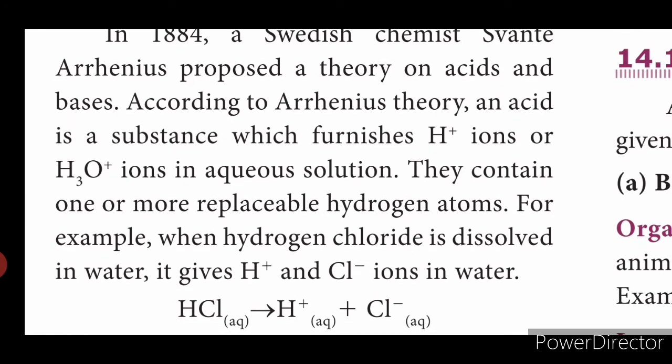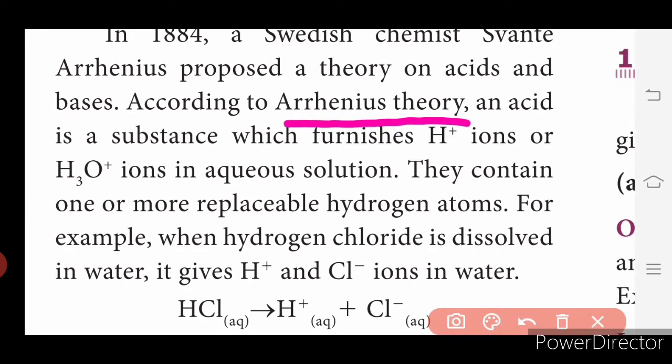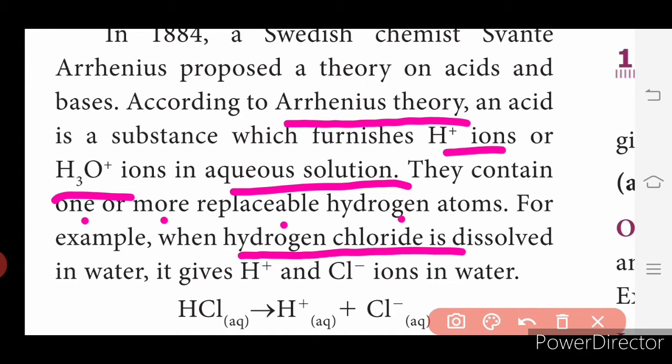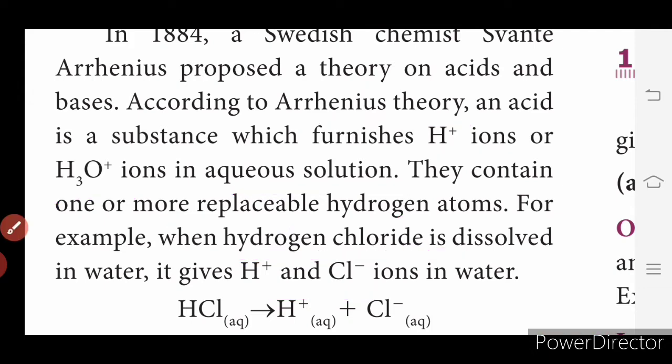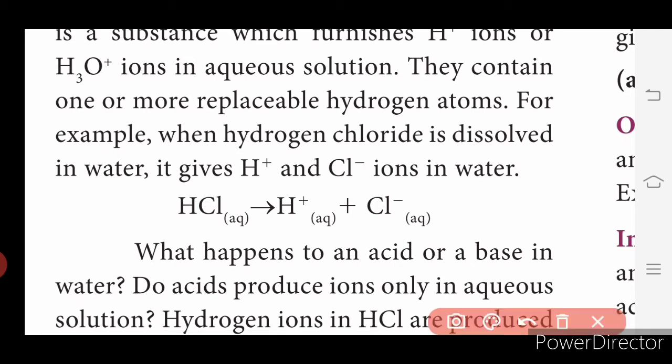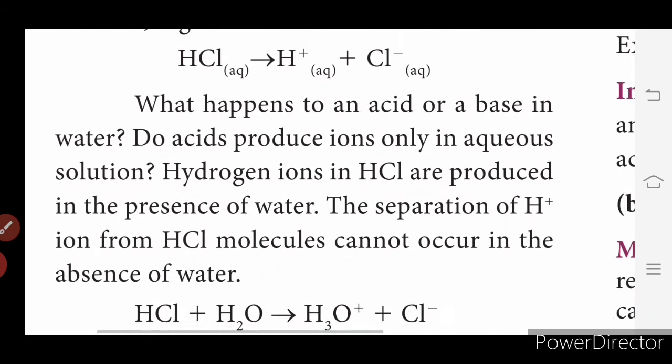According to Arrhenius theory, an acid is a substance which furnishes H plus ions or H3O plus ions in aqueous solution. So they contain one or more replaceable hydrogen atoms. For example, hydrogen chloride, that is HCl, gives H plus and Cl minus ions in water. Here you can see only one replaceable hydrogen atom. Such acids which have replaceable hydrogen atoms are called acids.